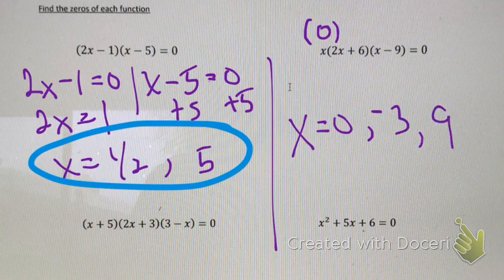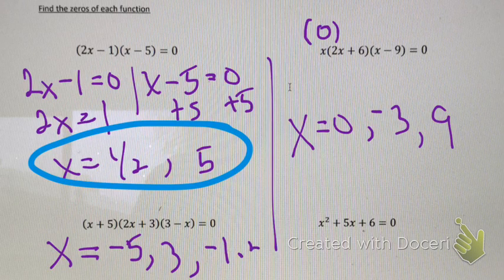Okay. Then on the bottom parts, on this last one down here, I'm going to do this mentally as well. Negative 5. 3 minus x, well 3 minus 3 would be 0, and then this middle one, that would be minus 3/2, so minus 1.5.